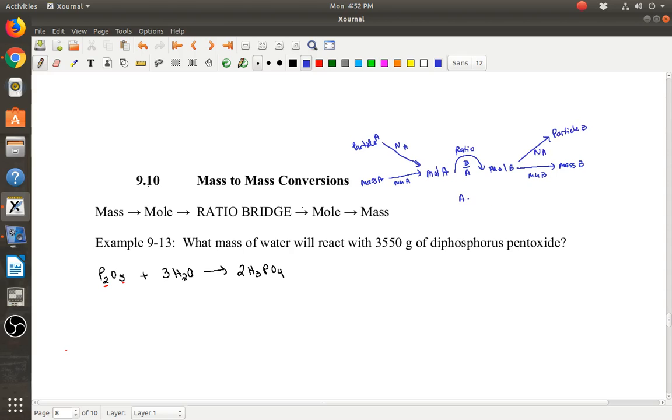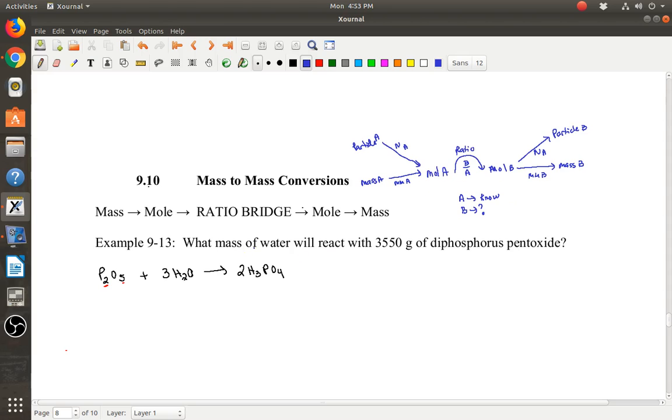Remember that A is the thing that I know, and B is the thing that I have a question about. So wherever the question is, that's the B molecule. And you need to be able to follow this ratio each time. Now we're going to be adding a couple more little pathway spokes to this, but this is the main thing.